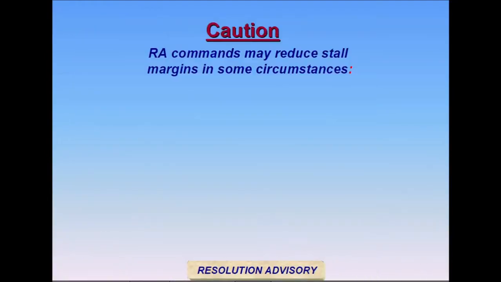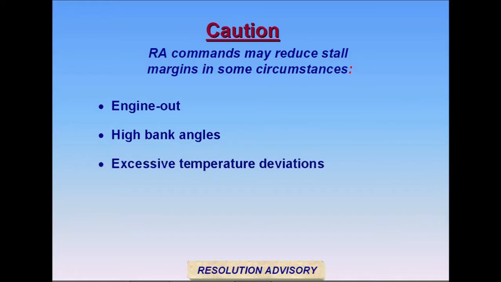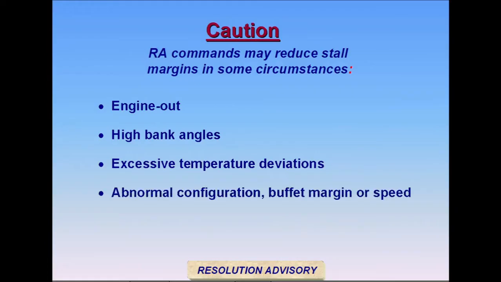The TCAS system may command maneuvers which significantly reduce stall margins in some situations. Be especially cautious when operating in these circumstances. After the loss of an engine, when the bank angle exceeds 15 degrees, when ambient temperatures vary more than plus or minus 50 degrees Fahrenheit, performance may be degraded beyond TCAS predictions. When operating in high drag configurations with reduced buffet margins or at speeds below recommended operating speeds.